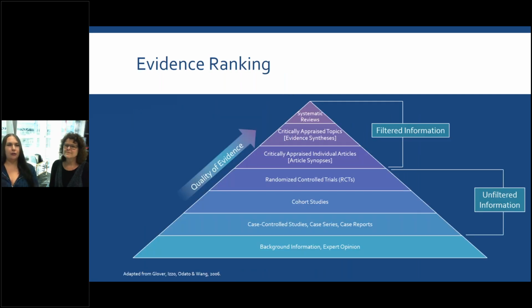So we're going to talk briefly about the evidence pyramid. There are a couple of different layouts to the evidence pyramid going around. This is the one we like to use at the library here.